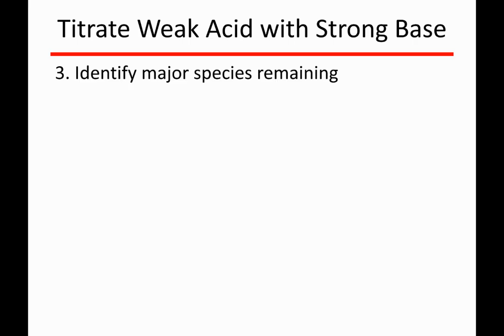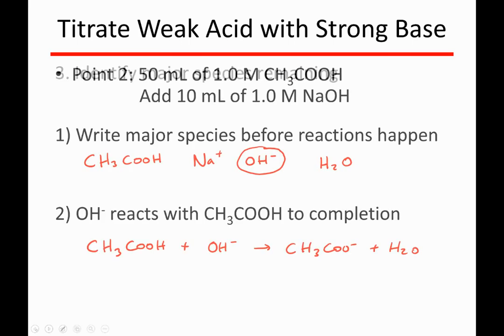Every time you do one of the before, during, and after reaction tables, you always have to reevaluate the list of major species in your solution, because that list of major species changes every single time you make one of these tables. Let's start by looking again at what were the major species before the reaction occurred. Initially, we had acetic acid, we had Na+, we had the hydroxide ion, and we had water.